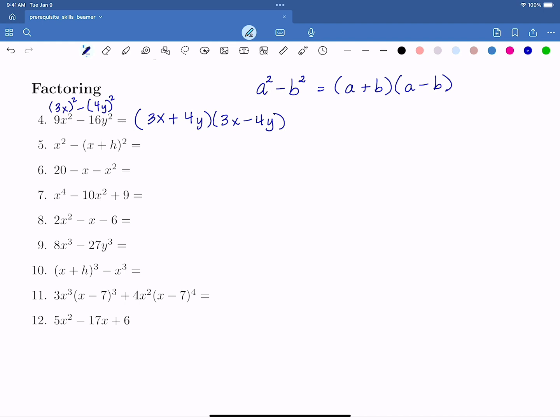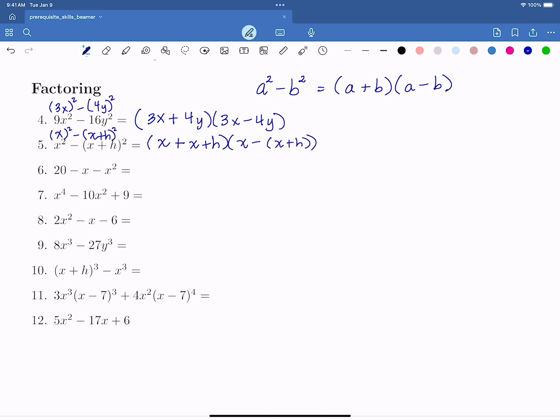The next example is also the difference of squares. We have two perfect squares here. The x is squared, and then the x plus h is squared. Difference of two squares. So that's going to factor as x plus h times x minus (x plus h). Now we have to be careful here. I'm subtracting x plus h, so I need an extra set of parentheses there, otherwise I may not distribute that negative properly.